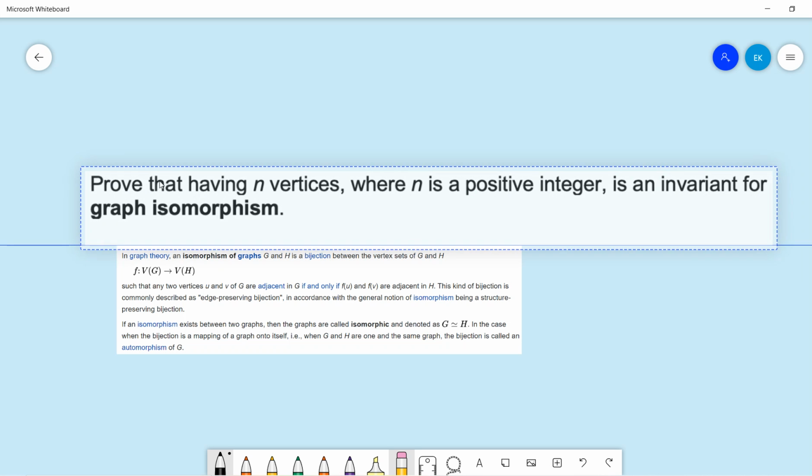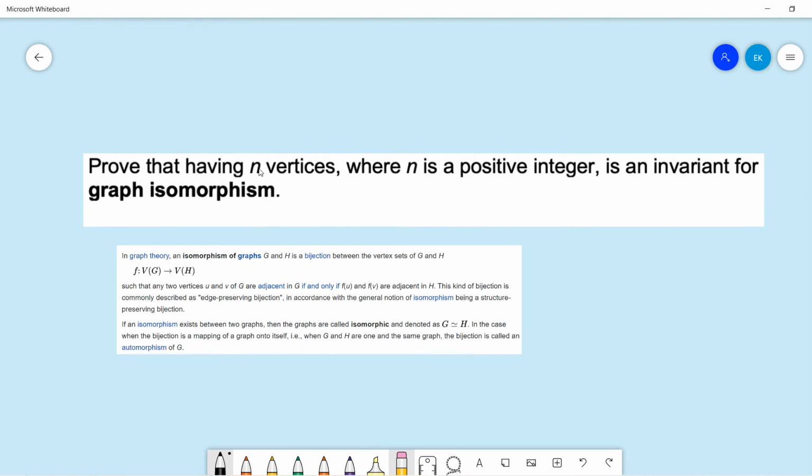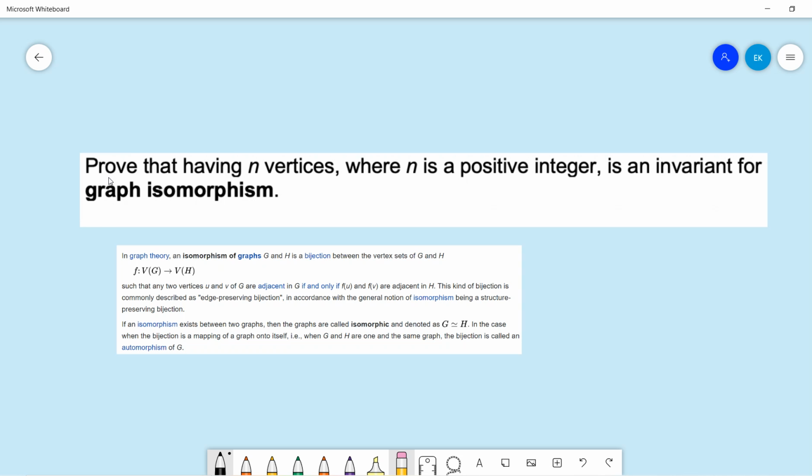Come guys, so this is a simple video. So this problem is very simple. Prove that every n vertices, where n is positive, is invariant for the graph isomorphism. Okay, so this problem is very easy, right?